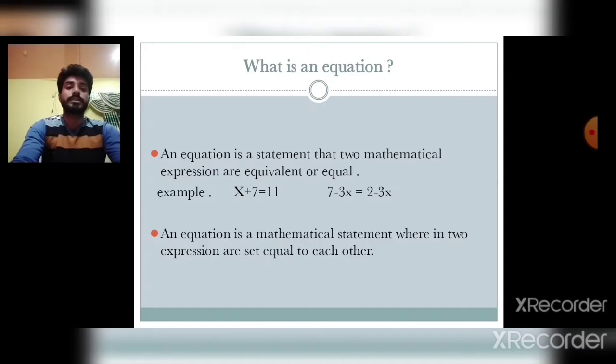What is an equation? An equation is a statement that two mathematical expressions are equivalent, or equal. For example, x + 7 = 11, and 7 - 3x = 2 - 3x. An equation is a mathematical statement wherein two expressions are set equal to each other.